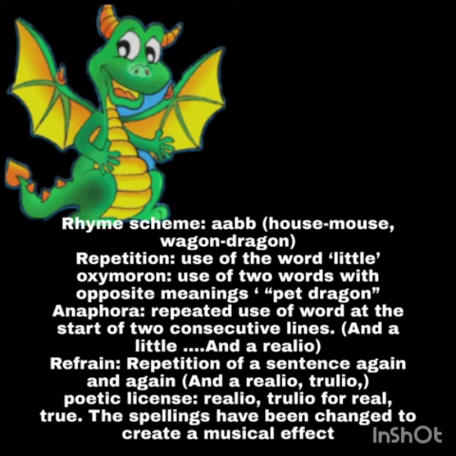Poetic license is where spellings have been changed just to create a musical effect. For example, realio and trulio are used for real and true. You can find such poetic devices and license in many poems, where the poet changes words as he likes.